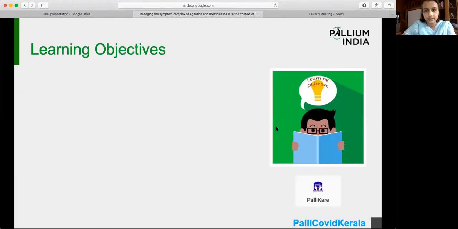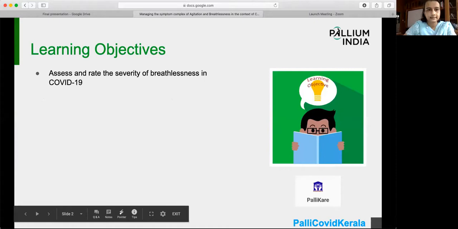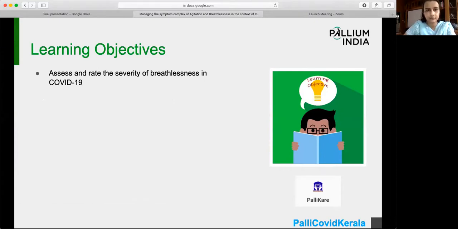The learning objectives of this session: what we're trying to find out is whether we'll be able to assess and rate the severity of breathlessness in COVID-19 patients, also to try and identify agitation without delirium, and learn something about how to manage both symptoms.